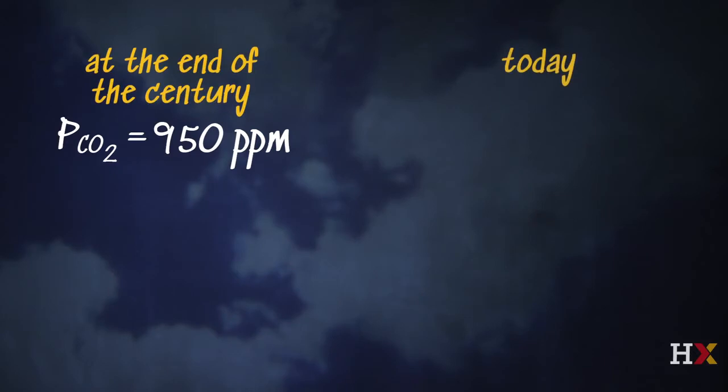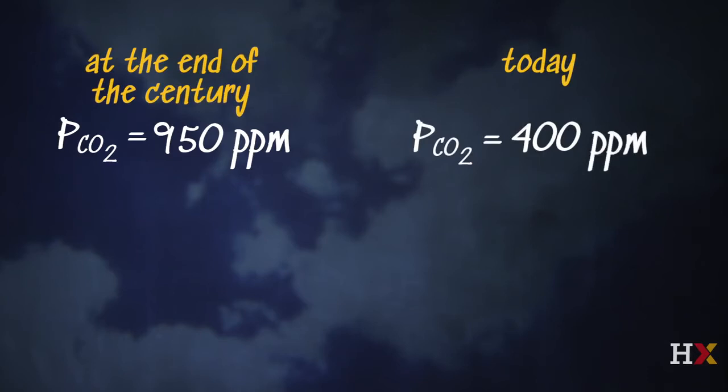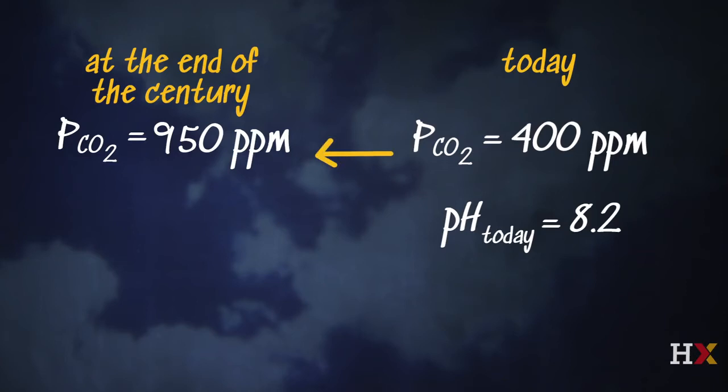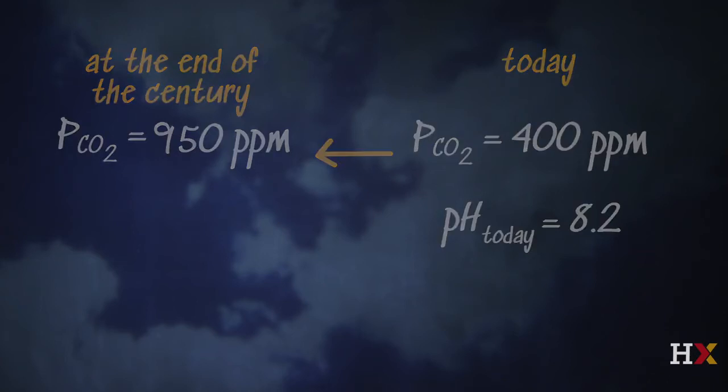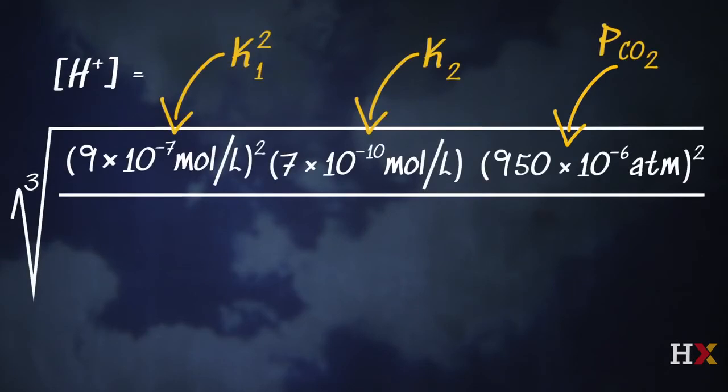Now, today the CO2 concentration is just about 400 ppm, and when we do the calculation of the pH in today's ocean, pH today is equal to just about 8.2. So now let's increase CO2 from 400 ppm to 950 ppm. That's what we're going to do. So we're going to put in 950 times 10 to the minus 6 atmospheres. That's 950 parts per million.